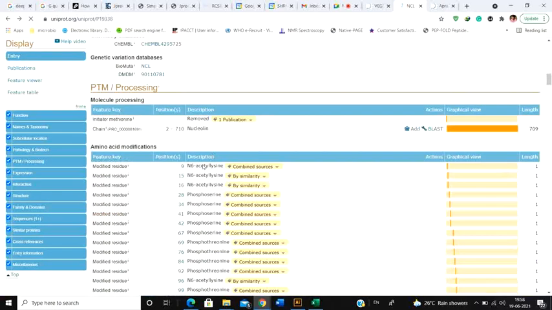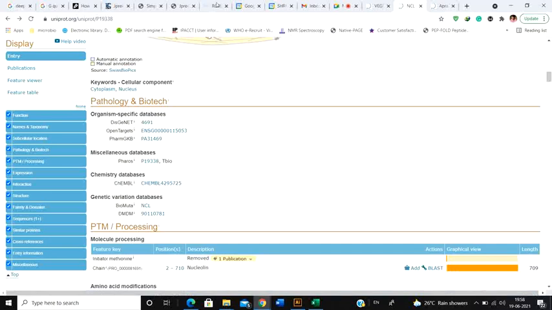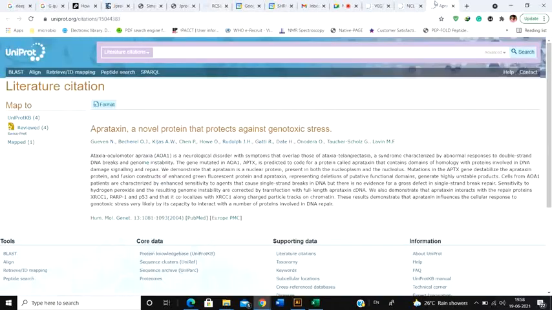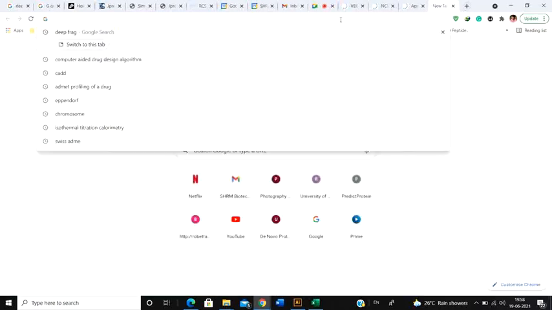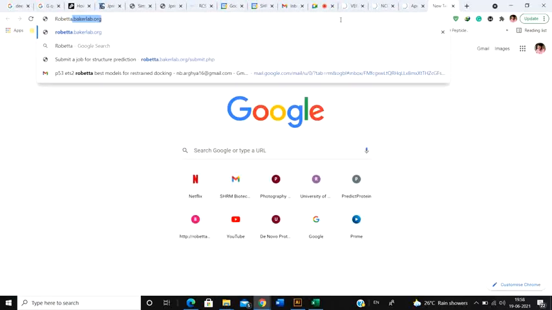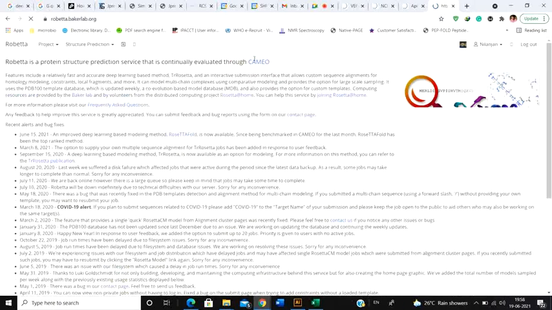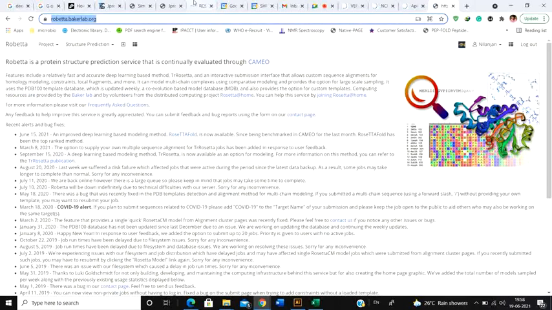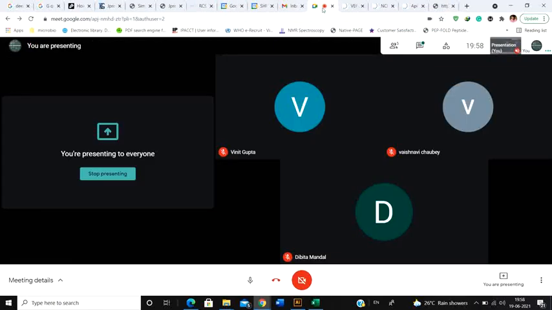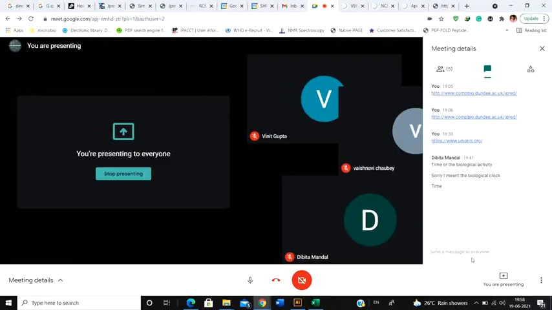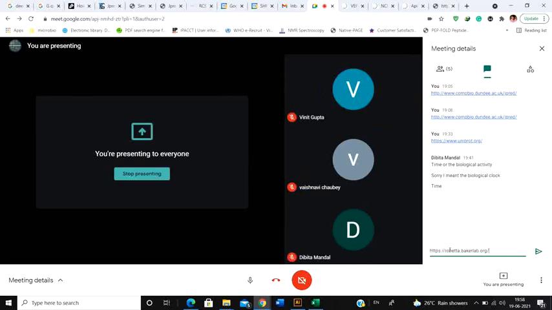Okay, understand? So now once we are done with the protein, what we have to do is predict the 3D model of the protein, right? The 3D model. So for the 3D model, we are going to check out this server. This is one of the servers by which we can actually predict the 3D model of the protein.